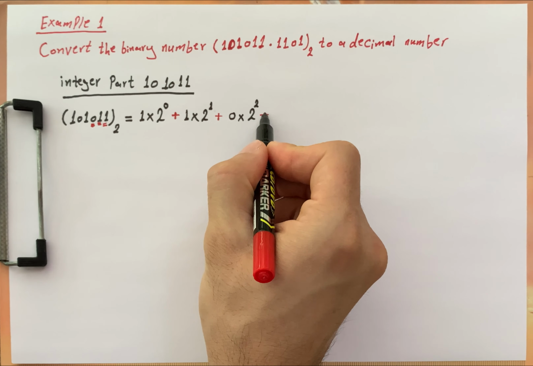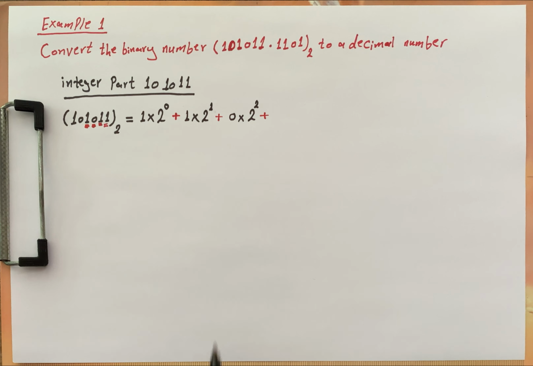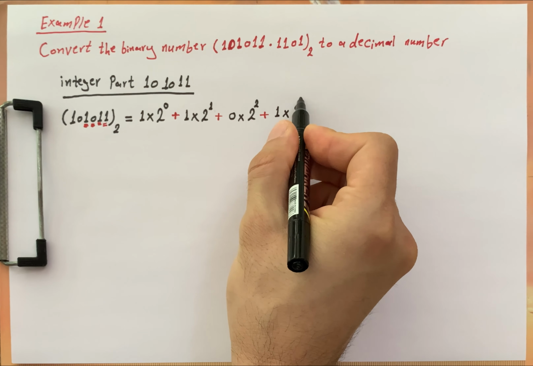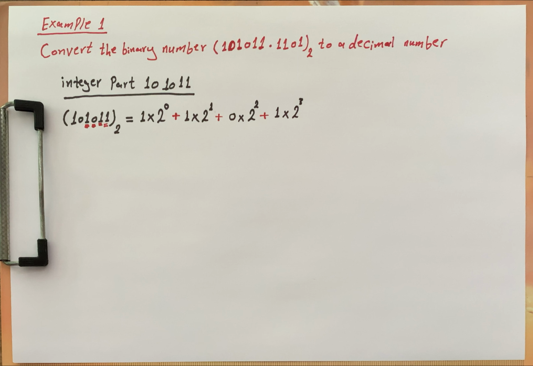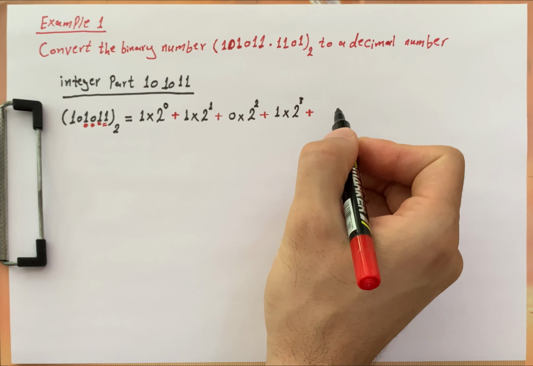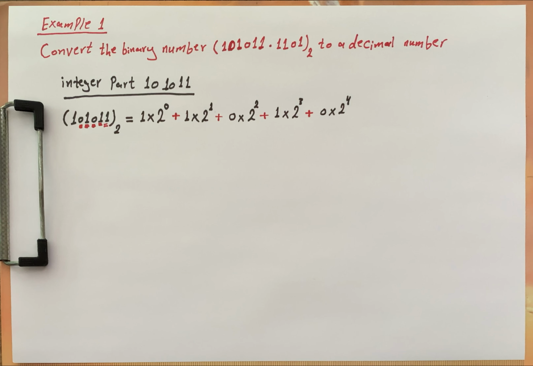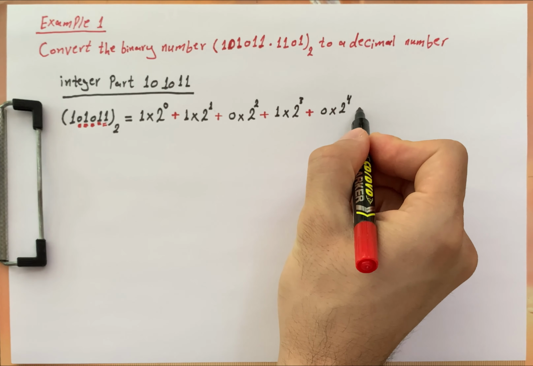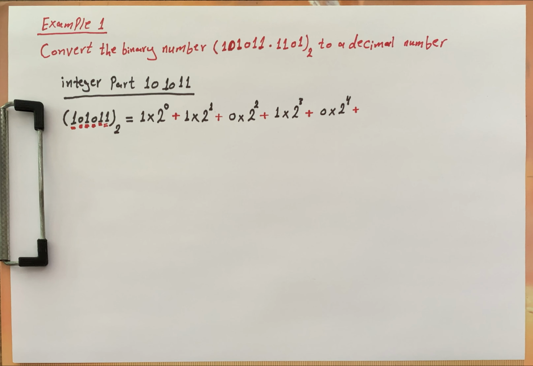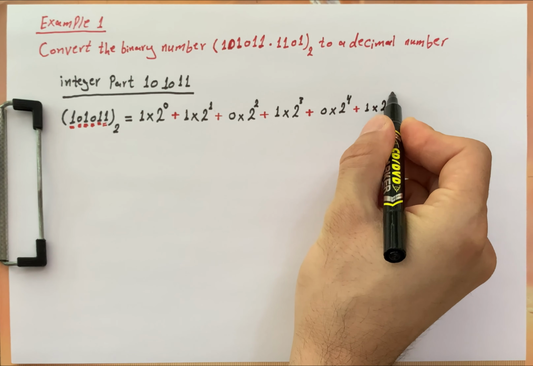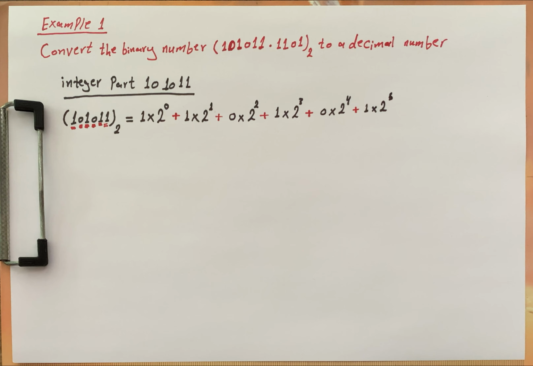Plus, the next right digit, this one, multiply it by the base 2 to the power of 3, because this digit is in the position 3 of the number, and this position is for thousands. Plus the next right digit, this 0, multiply it by the base 2 to the power of 4, because this digit is in the position 4 of the number. Plus the next right digit, this one, multiply it by the base 2 to the power of 5, because this digit is in the position 5 of the number.